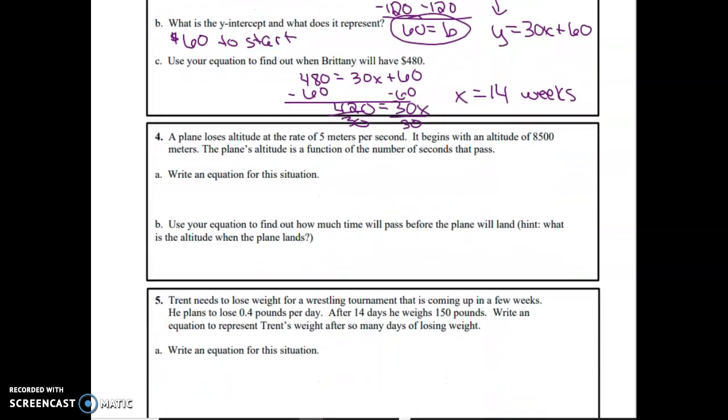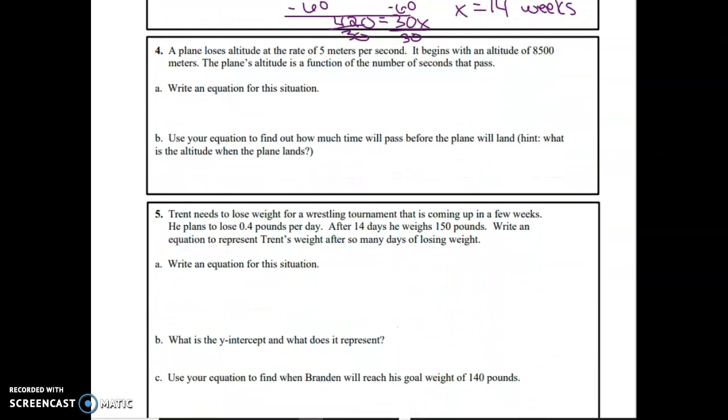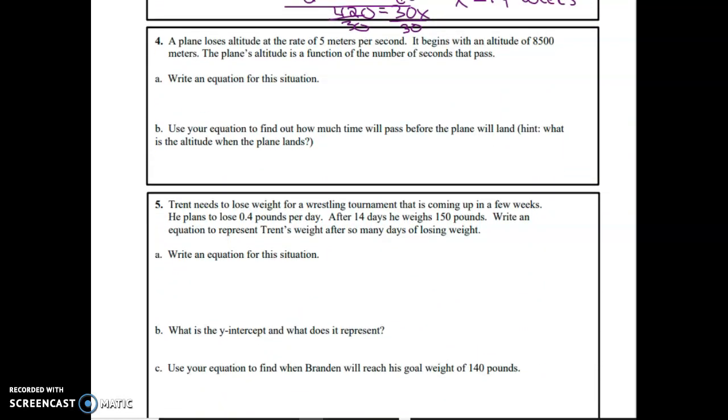Okay, let's do number 4 together, and then you're going to do number 5 on your own. A plane loses altitude at a rate of 5 meters per second. There sounds like my rate. Something tricky about this, the word lose represents a negative. It's going down. Okay, so it begins with an altitude of 8,500 meters.